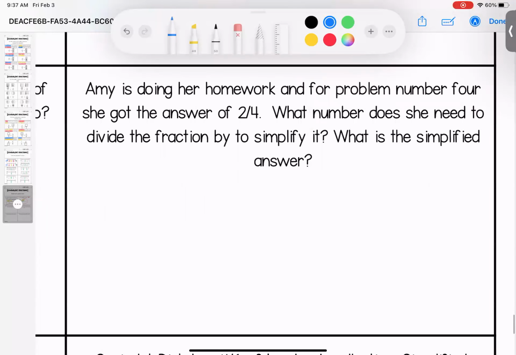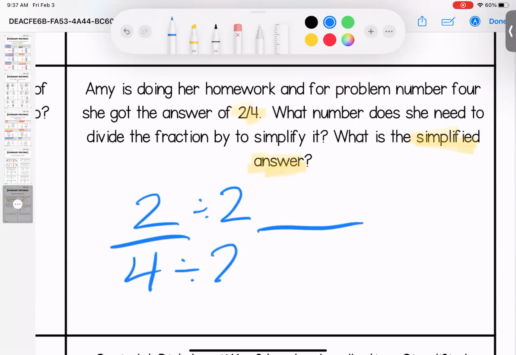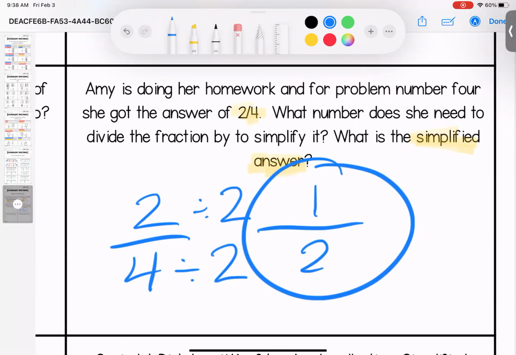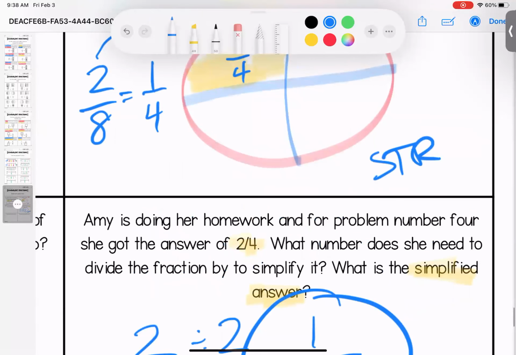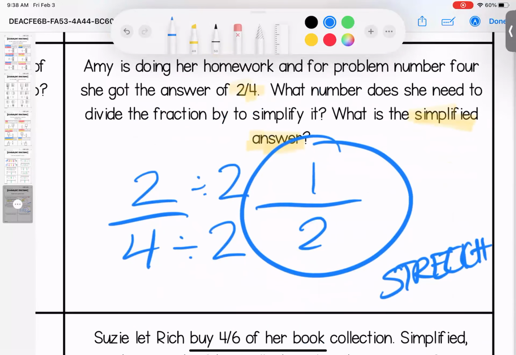Amy is doing her homework, and for problem number 4, she got an answer of 2/4. What number does she need to divide the fraction by to simplify? What is the simplified answer? Again, a big old stretch, something we've been talking about in class. When we simplify, we have to divide them both by the same number. I can divide 2 by 2 and 4 by 2. When I do, I get 1/2. This is simplest form. Again, this is a big old stretch. So if you were unsure, that's okay. We're going to talk about that more next year.